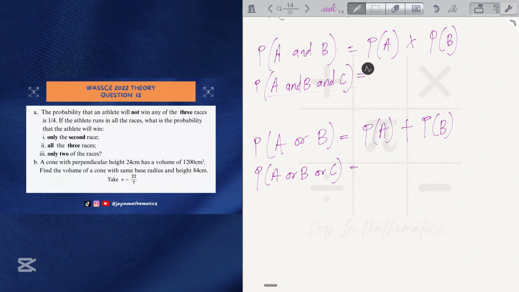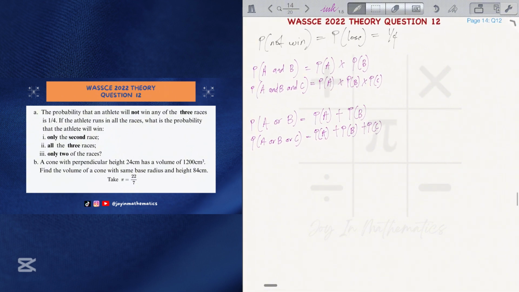And this would result into probability of A multiplied by the probability of B, and as you guessed right, it will be multiplied by the probability of C. Similarly, this will be the probability of A plus probability of B plus probability of C. So we'll be applying these concepts in this question. So now let's look at the question proper.